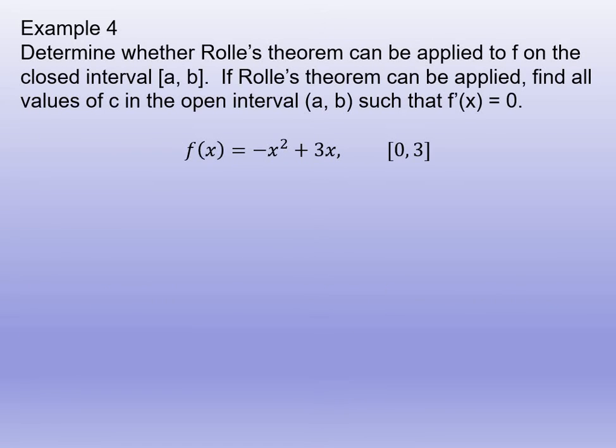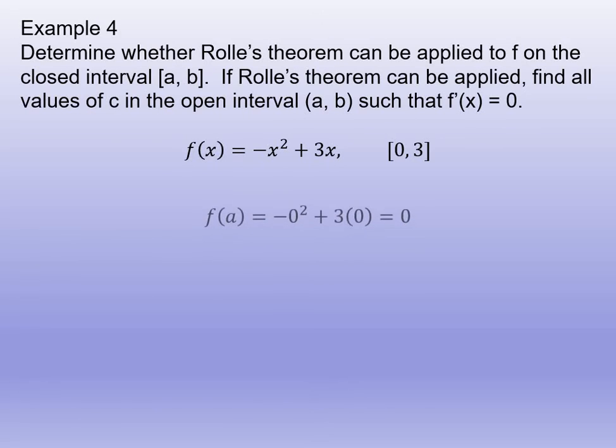Okay, so we want to determine whether or not Rolle's theorem can be applied to the function f on this closed interval a to b. Then if Rolle's theorem can be applied, we want to find all the values of c in the open interval where the derivative is equal to 0. So we're going to set f prime of x to 0. We have the function f of x equals negative x squared plus 3x, and we are on the closed interval from 0 to 3.